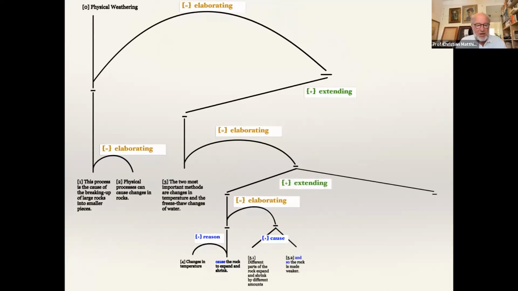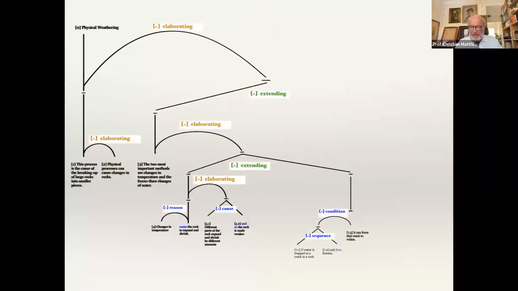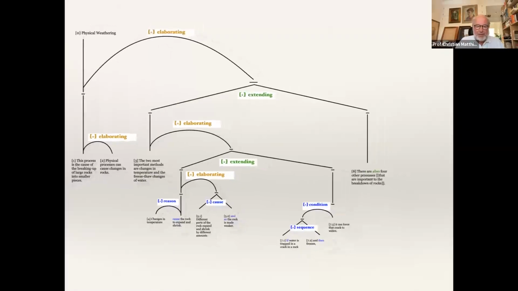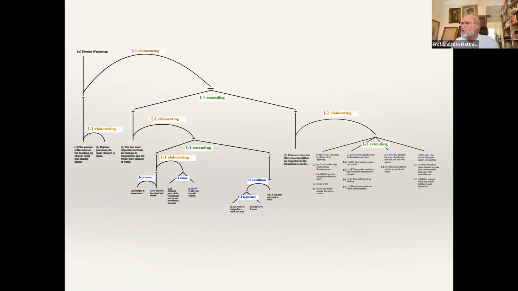And then you have the second most important method, and that's introduced next in this additive. So it says, if water is trapped in a crack on a rock and then freezes, it can force the crack to widen. So that's the second factor. So as I said, a second group now added, and it starts with, there are also 4 other processes, etc. And you can predict as a reader that these will now be named. So there's an elaboration, and then just this additive sequence with these 4 other factors, an extending relation.